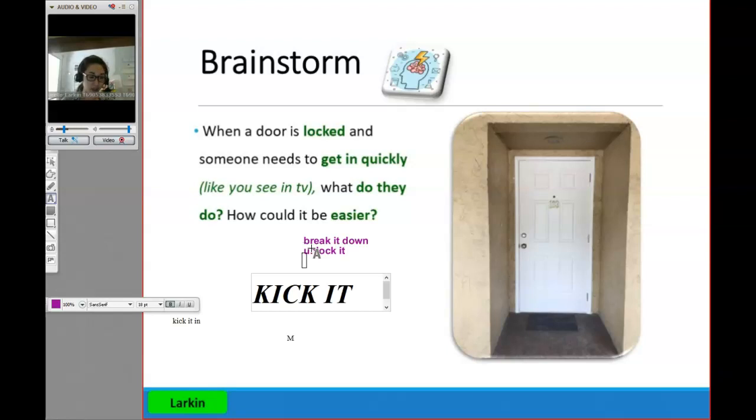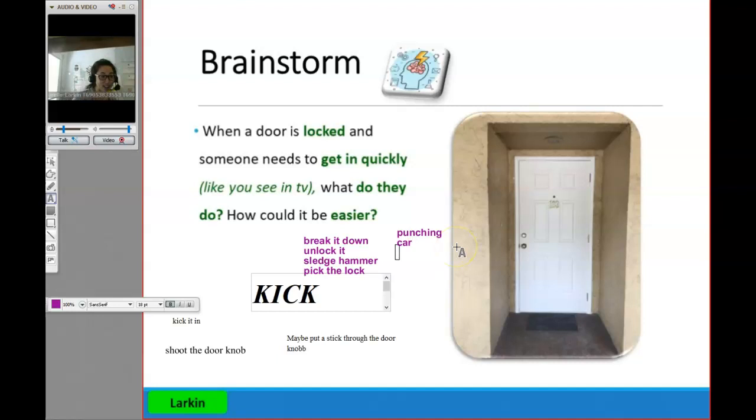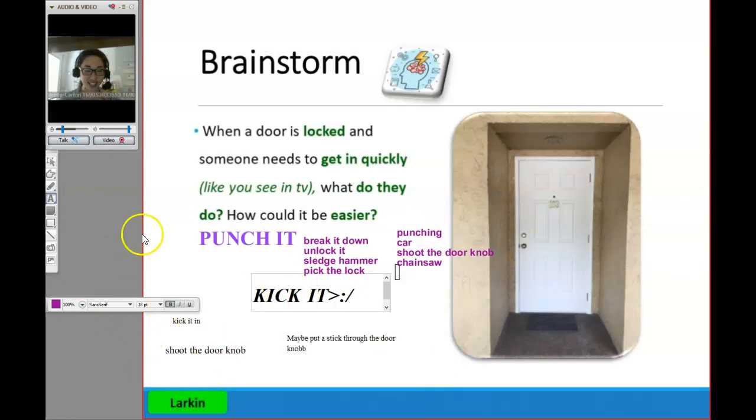Yes, we could unlock it, but what if it is locked and we don't have the key? Awesome. Pick the lock. Cool. Punching. Oh my goodness. One punch man over here. Use a car. That's one I've never heard of, but that would probably work, right? Shoot the doorknob. Chainsaw. I don't know. Do you all just have chainsaws in your pockets? A helicopter? All right. I think you guys are getting a little bit silly here.